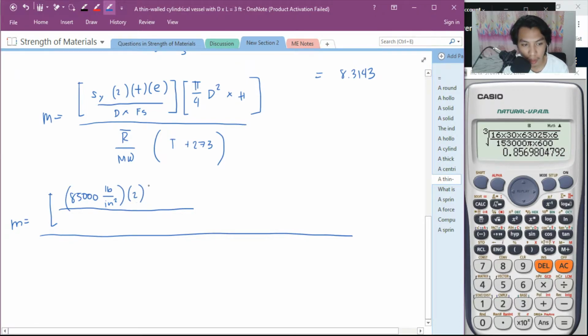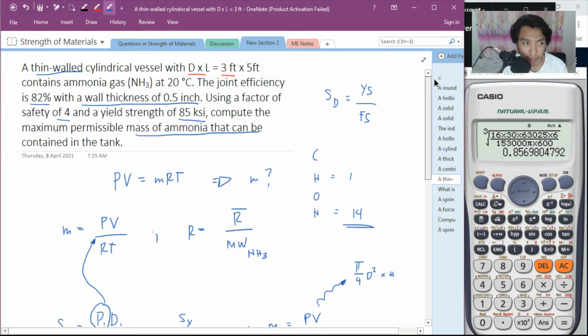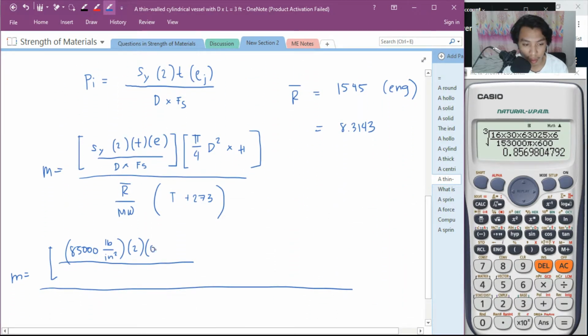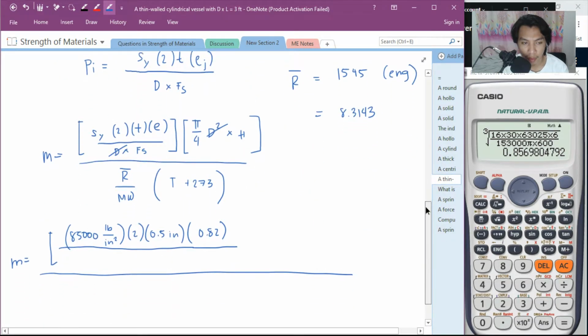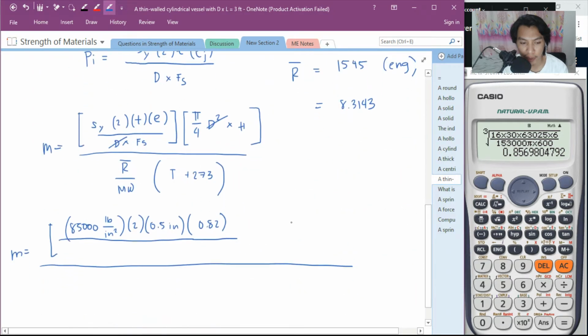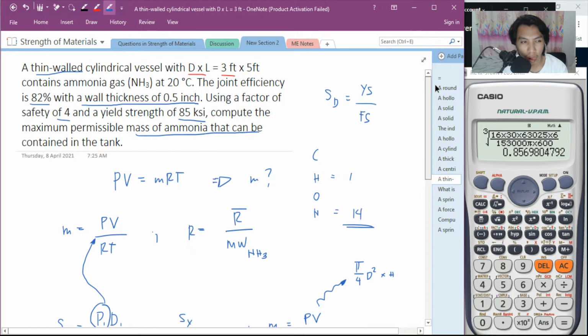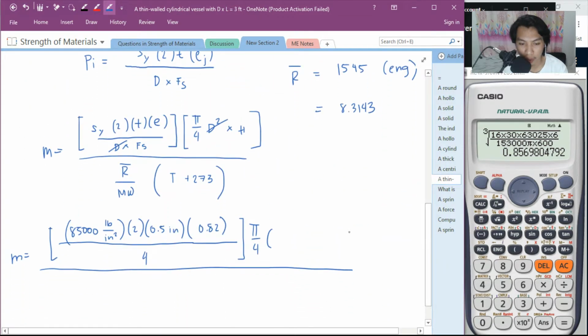Times 2, times the thickness. Was the thickness given? Yes, 0.5 inch. And then the joint efficiency given is 0.82. And then the diameter, we cancel one diameter here and one diameter there, they're the same. Then the factor of safety, which is 4. Multiply by pi over 4, multiply by d, which is 3 feet. Then the length is 5 feet.